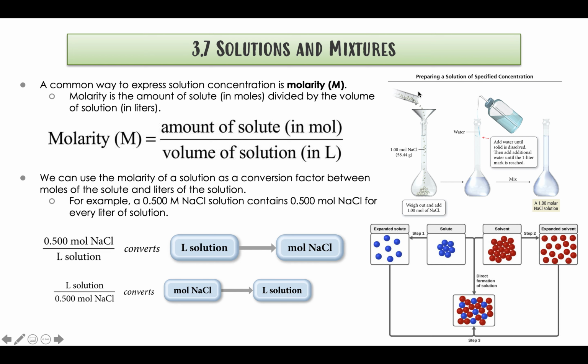That's what this is. After we weigh out 1 mole, or 58.44 grams of sodium chloride, which is the molar mass, we add water until the solid is dissolved, and then we add additional water until the 1 liter mark is reached. This is a 1 liter volumetric flask, so we add water until we reach 1 liter. So this is how we can make a 1 molar sodium chloride solution. And that's what that means: 1 mole of sodium chloride dissolved in 1 liter of water.